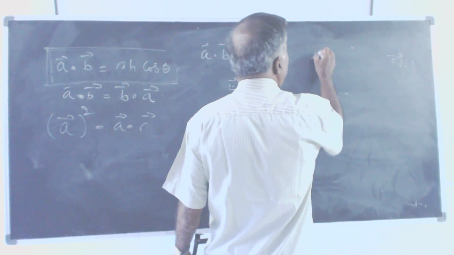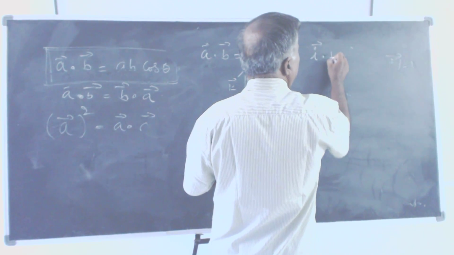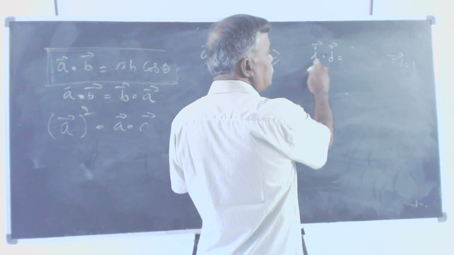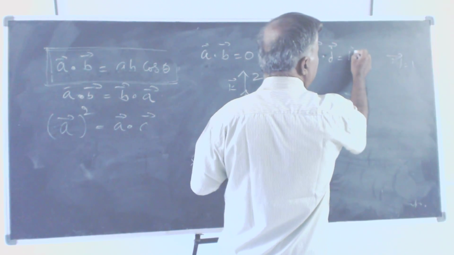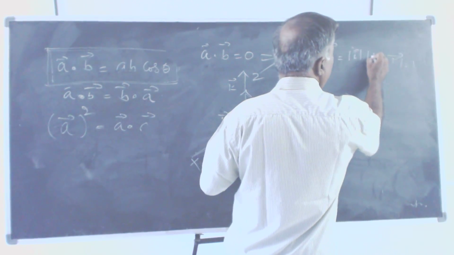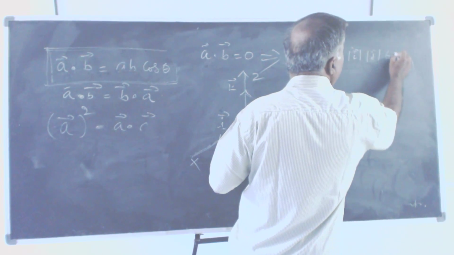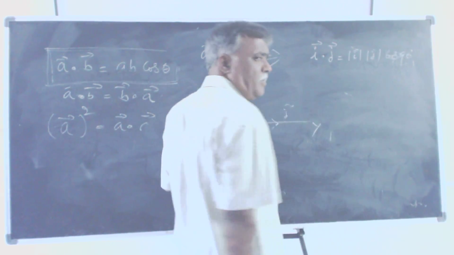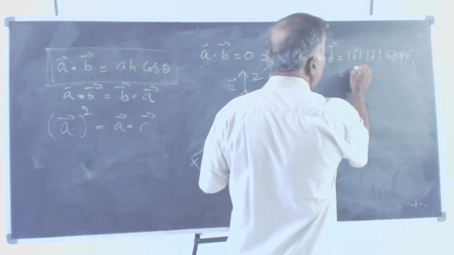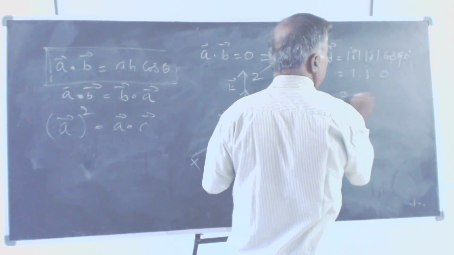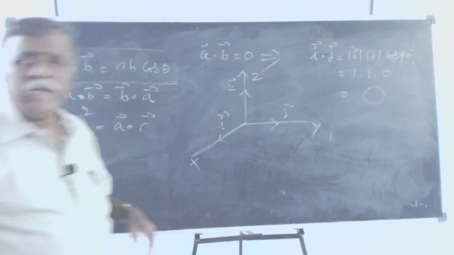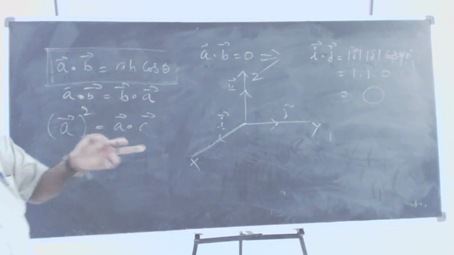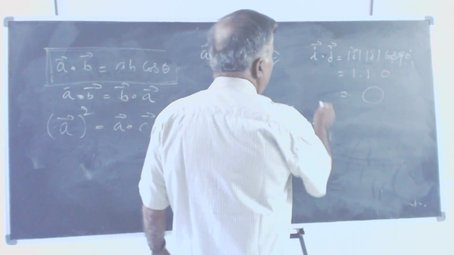So let us see what happens when i dot j is calculated. You know well, the angle between these two is 90. So mod i, mod j, cos of the angle between them, which is 90. What is cos 90? 0. Mod i is 1, so 1 into 1 into 0. So you will get i dot j equal to 0.